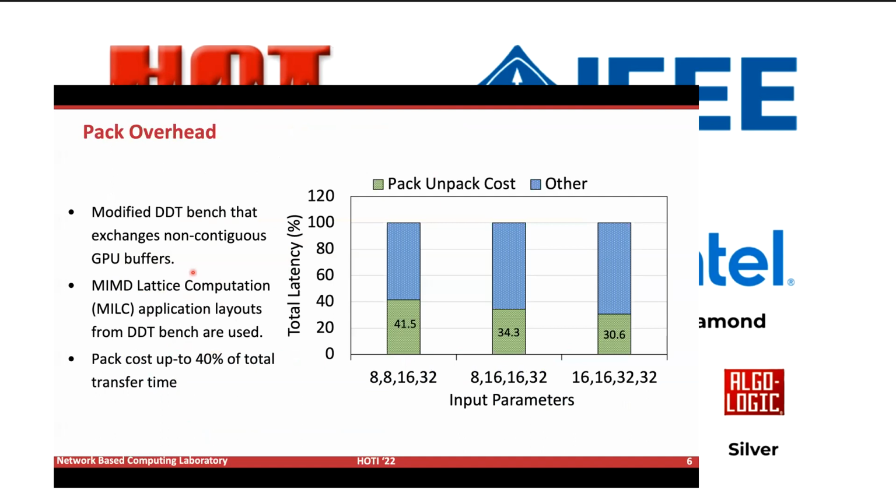And in this slide, we quantify the pack overhead incurred for internode GPU-based exchange. We modified DDT bench, which is a benchmark suite for non-contiguous kernels, to add GPU support, and we used the MILC kernel in that application. We profiled it for different input parameters. The y-axis is the total latency, and you see the percentage of pack and unpack cost compared to the total cost. We see that depending on the input sizes, the cost could go as high as 40%.